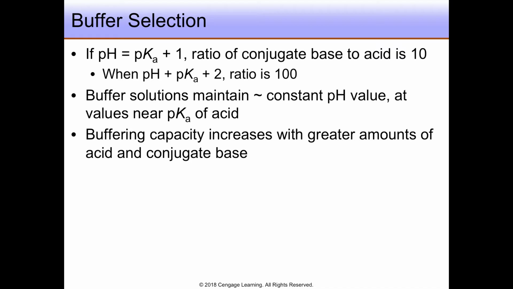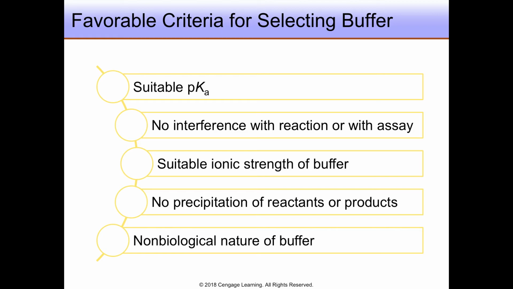Let me also point out that besides the pKa value, the actual amounts of acid and conjugate base relate to buffering capacity. If we have a higher concentration of each, then there is more buffering or neutralizing capacity. We can summarize the criteria for selecting a buffer as being one that has a suitable pKa and suitable concentration of buffering components. However, there are other considerations, such as not interfering with our experimental assay, having suitable ionic strength, and being one that does not cause our soluble components to precipitate out of solution.